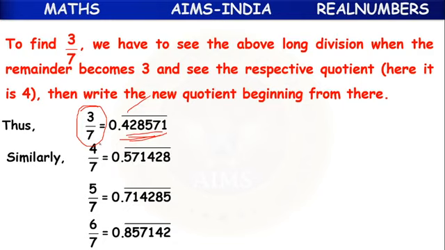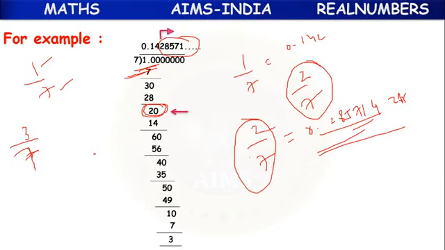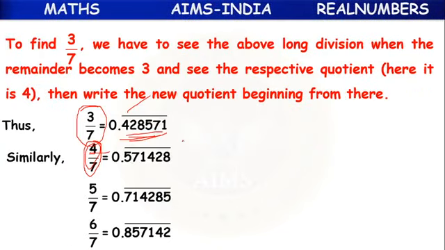Okay. Suppose 4 by 7 is there. We have to see the place of 4 or 40. Where is 40? Here we have 40. Here 7 5 times 35. So we can start from 5. So 4 by 7 starts from 5.